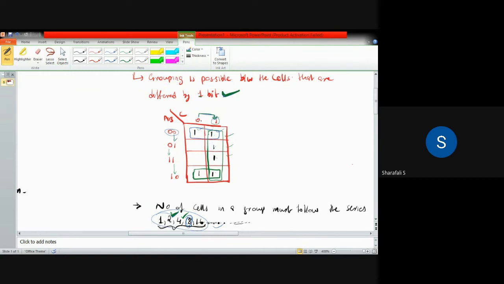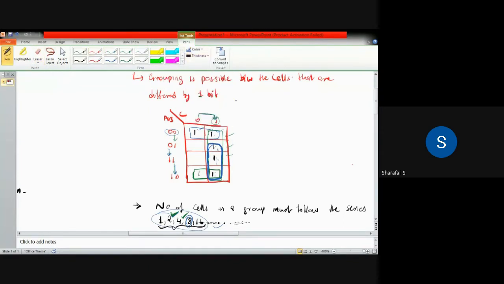And now if you consider another one, for better understanding, let's consider this group. Now you can see that the address is changing by a bit. This zero is changed to one. This one is changed to zero. So when you are moving from this cell to this cell, only one bit is changed. From this cell to this cell, the address is changing by one bit. So no problem with this condition. This condition is valid. The first condition is valid.